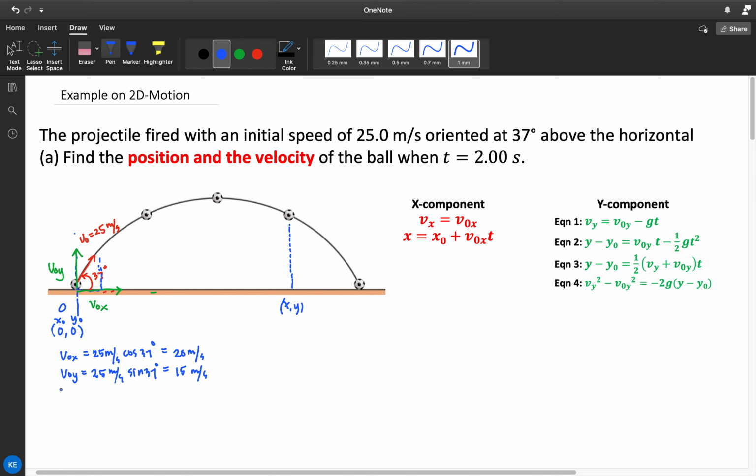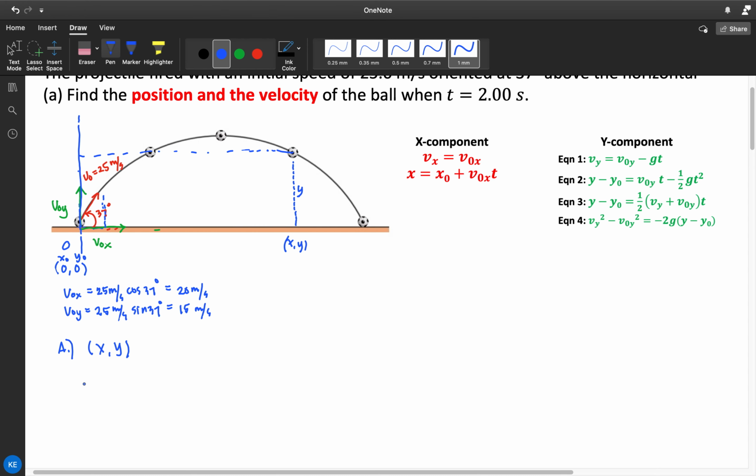Take note that for letter A, aside from the final positions x and y, it's also looking for V x and V y. So we've assumed that it's here. It's looking for the position, that is x, and then the height y. So first, we look for position x.